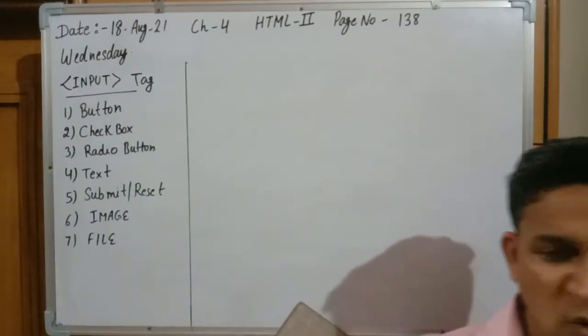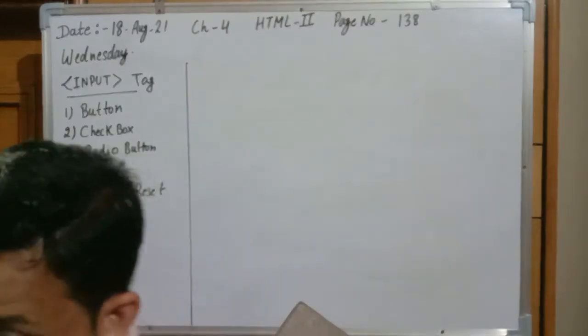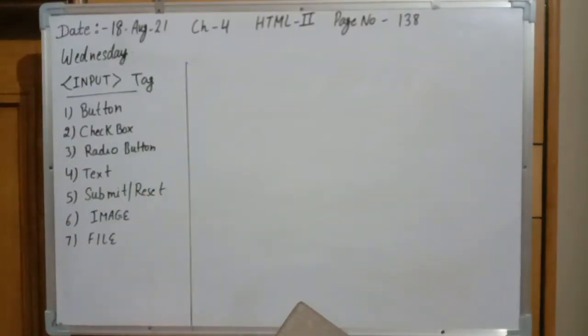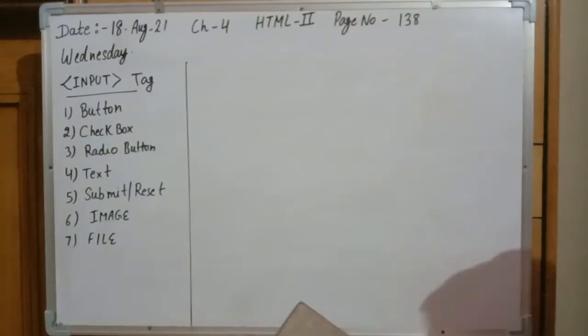Input tag is the part of your HTML that will be used in a form. When we are designing any form, which type of data can be input? In a form, which type of buttons can be input? Which type of images can be input? That is under the input tag.